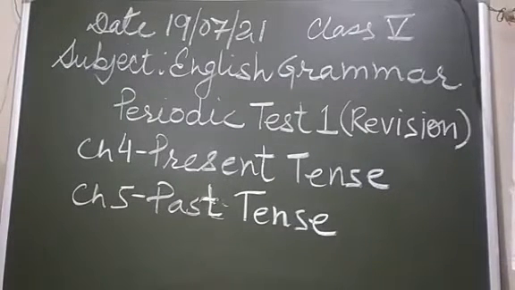Today is the last day of your revision work for periodic test 1, and before this we have already completed the revision of Marigold Reader book and chapters 1, 2 and 3 from your grammar. Today we are going to revise chapters number 4 and 5 from your grammar, and these two chapters talk about tenses. Tenses means time, or we can say that forms of verb that tell us when the action has taken place are called tenses.